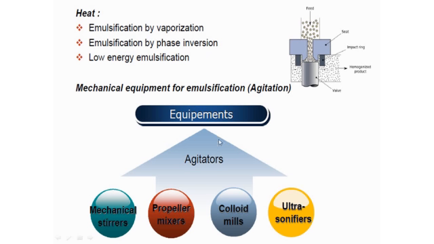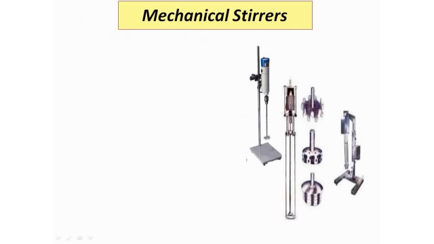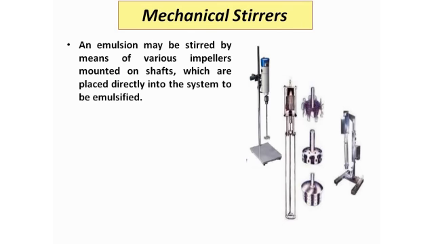Next, mechanical equipment for emulsification, that is, by agitation. What are the different mechanical equipments you can use? Number one, the magnetic or mechanical stirrers, which are available on our laboratory scale. Next is the propeller mixer. Then we have the colloid mill and the ultrasonifiers. So how do they work? Let's discuss. Number one, the mechanical stirrer. The emulsion can be stirred by means of various impellers mounted on a shaft. This is the shaft, these are the impellers, and this is the motor. By using this, we can produce different types of emulsification.